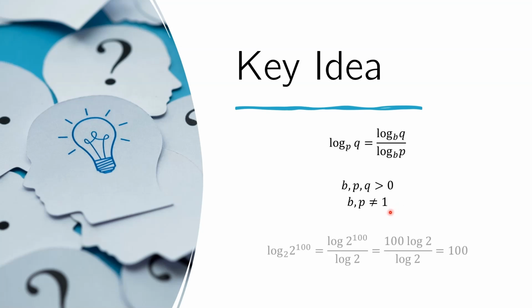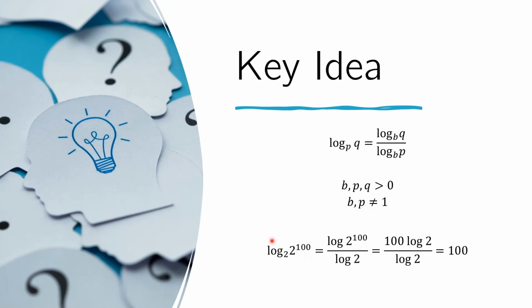So just as an example, if we have this expression log of 2 to the 100 base 2, right off the bat we know that because this is base 2, the answer would be 100, right? The 2 here and the 2 here sort of cancel each other. But if we use this identity, we can also arrive at the same conclusion.